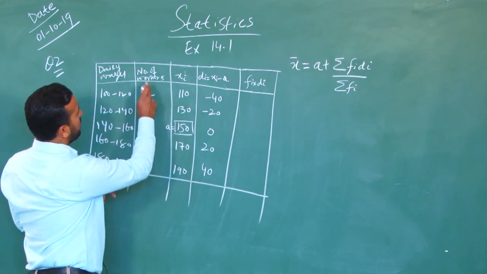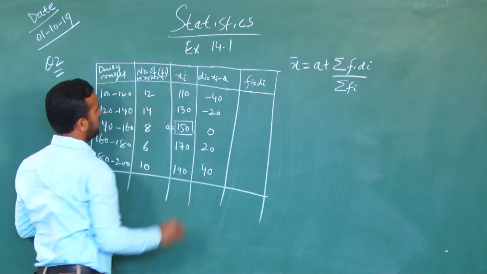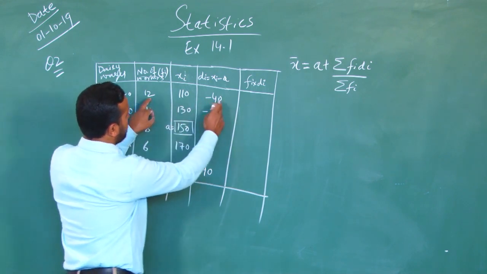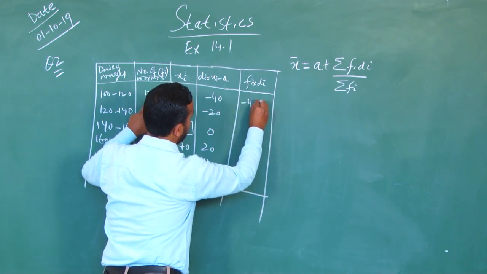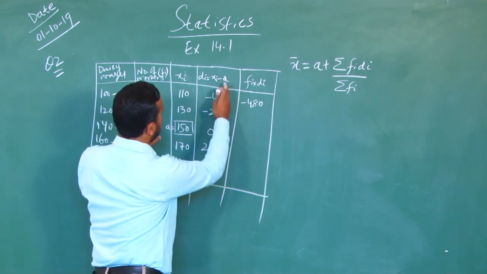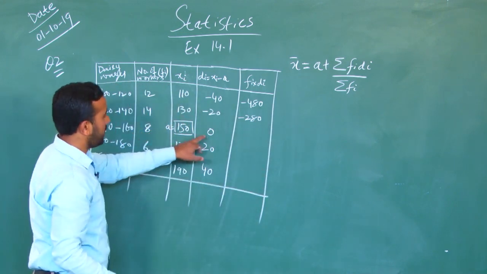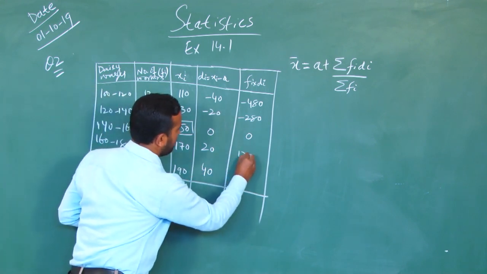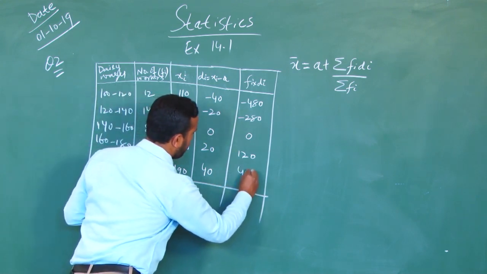Now the number of workers, as you are aware, we denote as the frequency. Now Fi multiplied by Di we have to take, so 12 into minus 40 is equal to minus 480. 14 multiplied by minus 20 is minus 280. 8 multiplied by 0 will give us 0. 6 multiplied by 20 is 120. And 10 multiplied by 40 is 400.